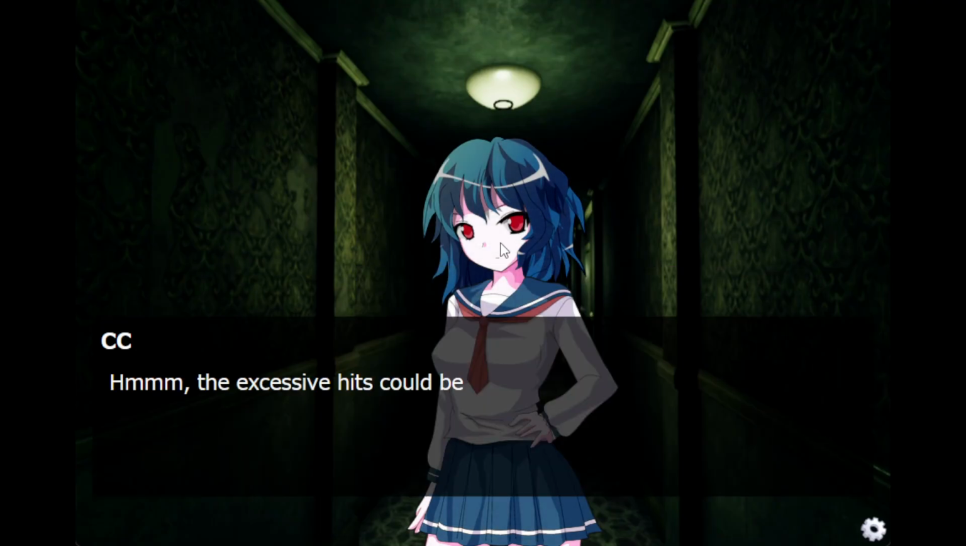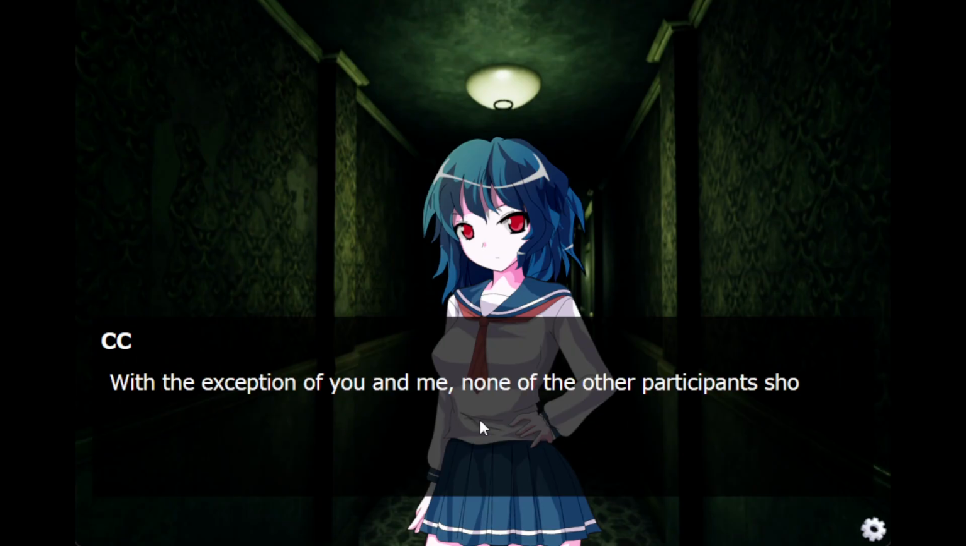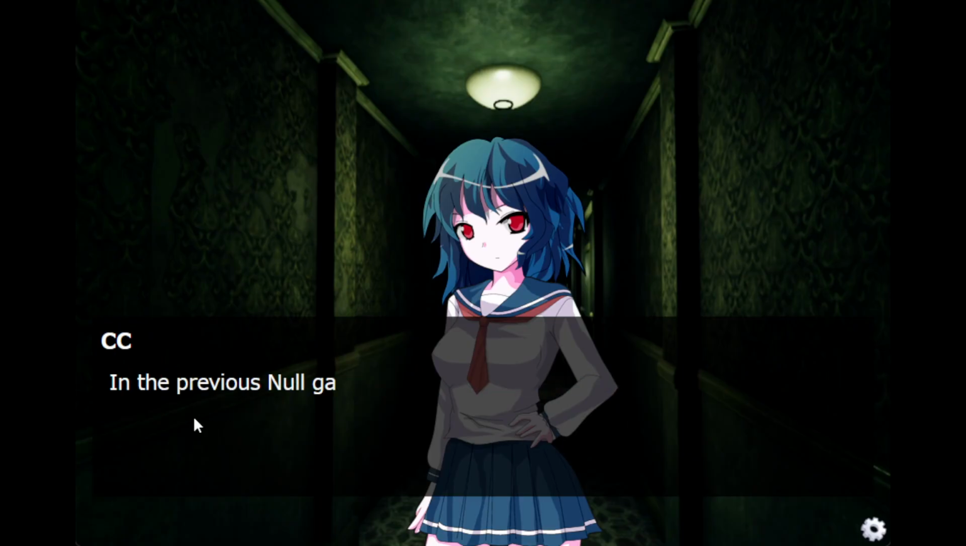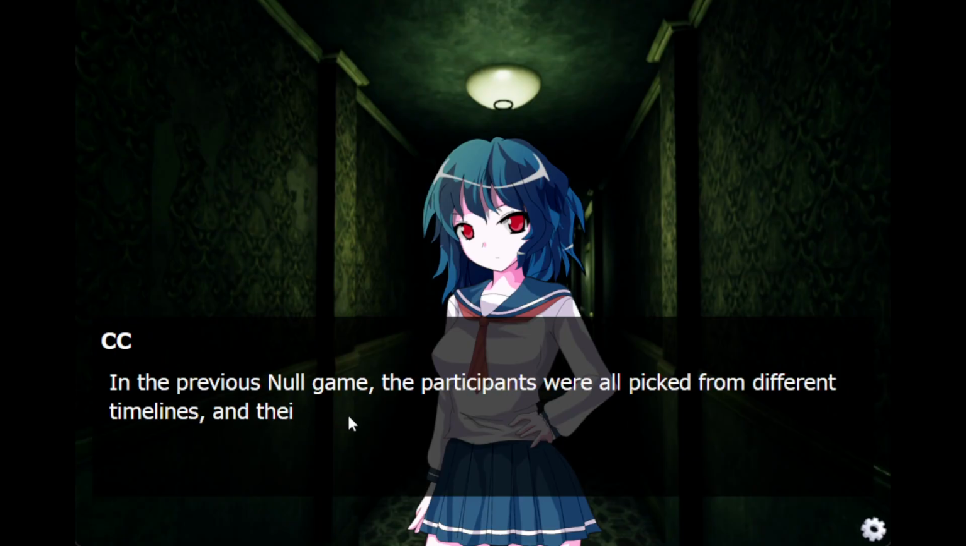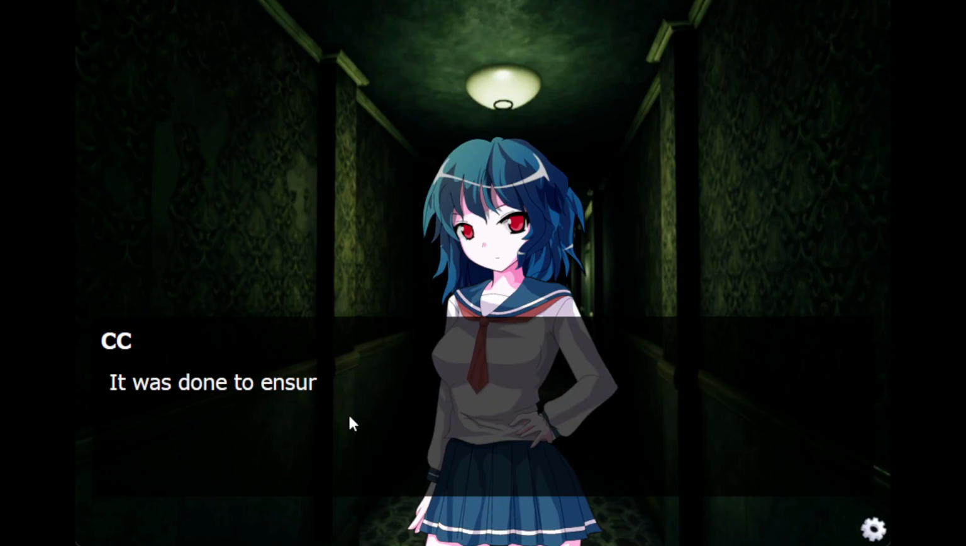Angry? The excessive hits could be caused by anger or very strong negative emotion. This usually aligns with crimes of passion, but that also brings up a different problem. With the exception of you and me, none of the other participants should know each other. In a previous Null game, the participants were all picked from different timelines and their memories were manipulated. It was done to ensure a fair game. Could things be different in this game?